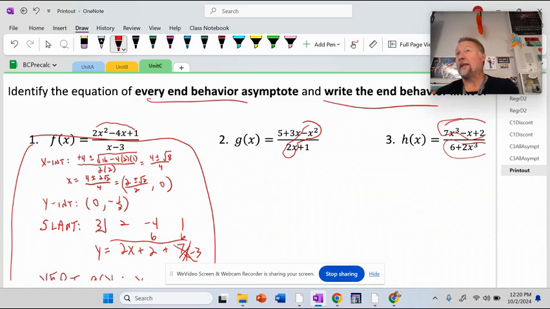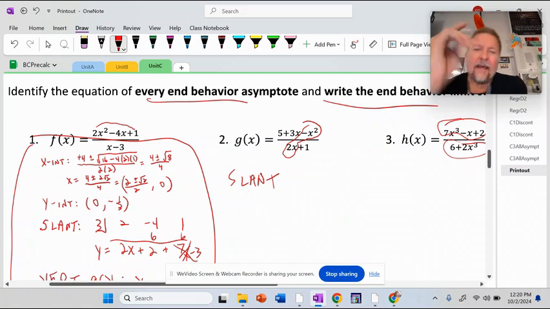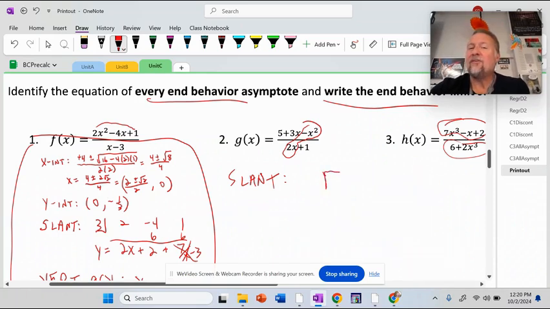A end or a slant? I'm sorry, a horizontal or a slant? That doesn't even make sense. It's a slant. Okay, to even find that, I probably should answer the end behavior statement. So we're going to have to do long division.